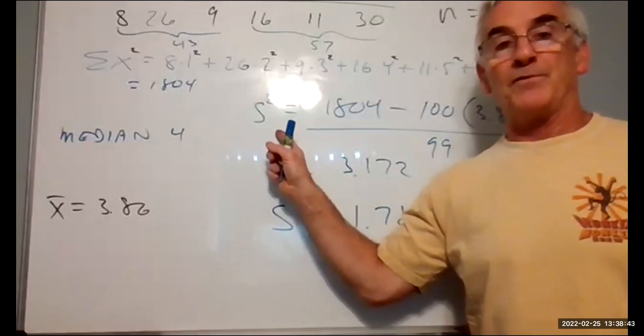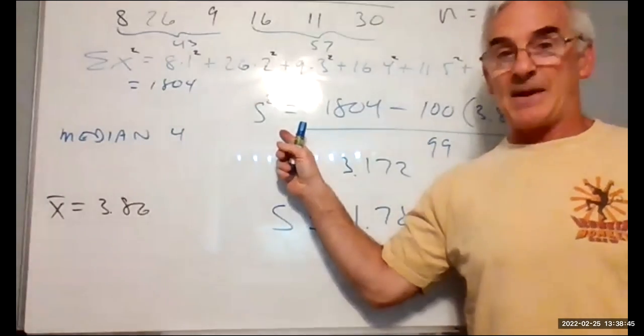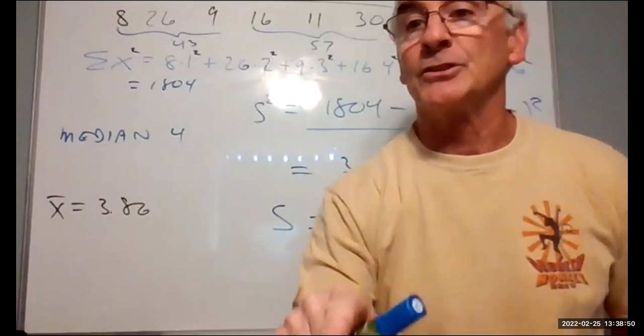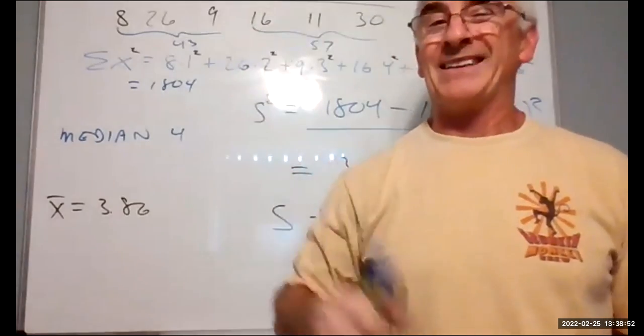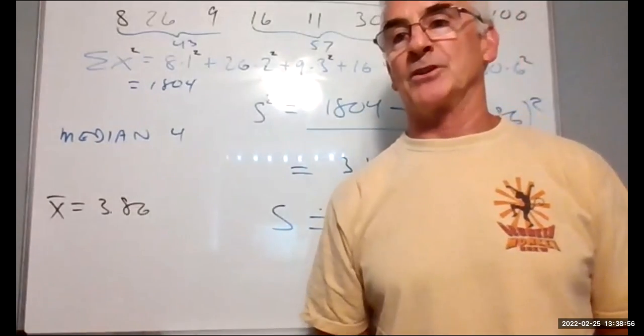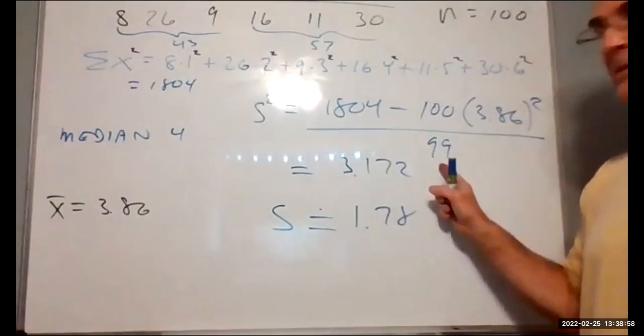Because for variance of a sample, it's always n minus 1. Variance of a population is always n. But in reality, you rarely ever have a population. So you almost always do an n minus 1.